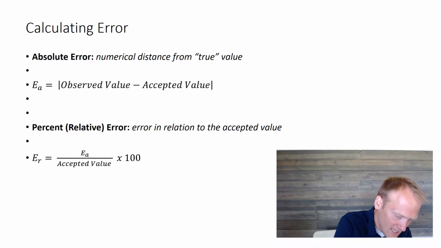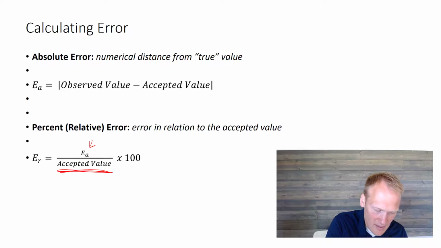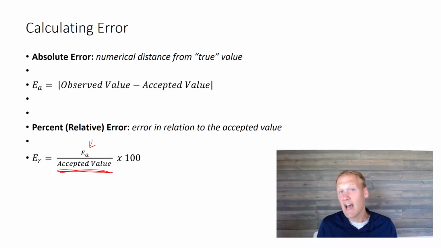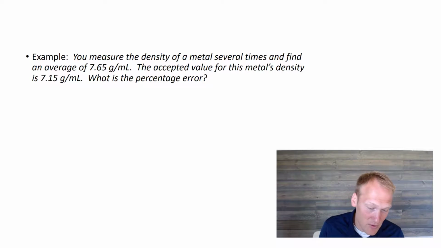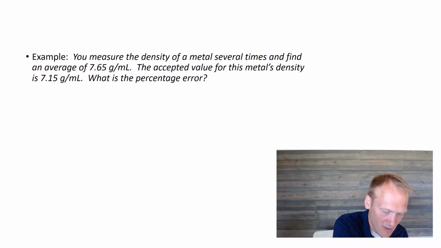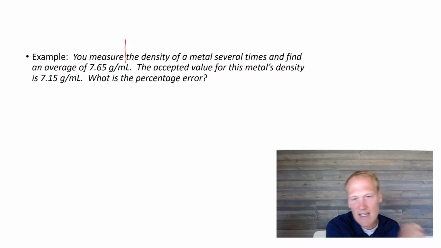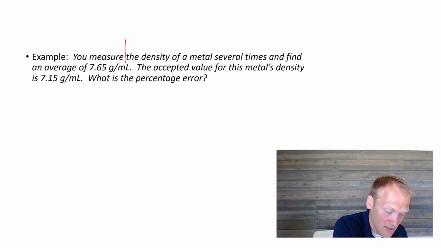So the way we do that is we take the absolute error, which is EA, and we divide by the accepted value, or the known value, and times it by 100. And that will tell us what percentage, or how far off we are, based on the accepted measurement. So let's do an example here. You measure the density of a metal several times and find the average is 7.65. So you really need to identify these variables correctly. This is the observed value. This is what you observed in lab. And then the accepted value is down here at 7.15.